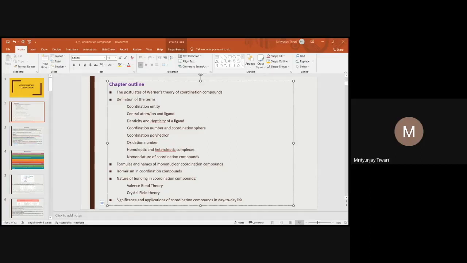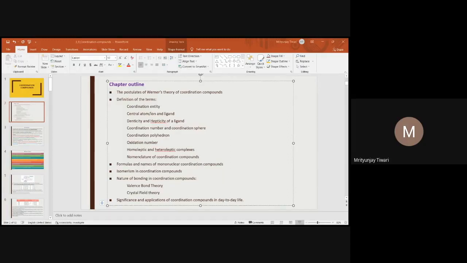Then we'll also see the definition of homoleptic and heteroleptic complexes. Homoleptic means if all the ligands are the same, such complexes are called homoleptic complexes, like the hexaaqua iron complex or the hexaammine cobalt complex. And if all the ligands are not the same, such complexes are called heteroleptic complexes.